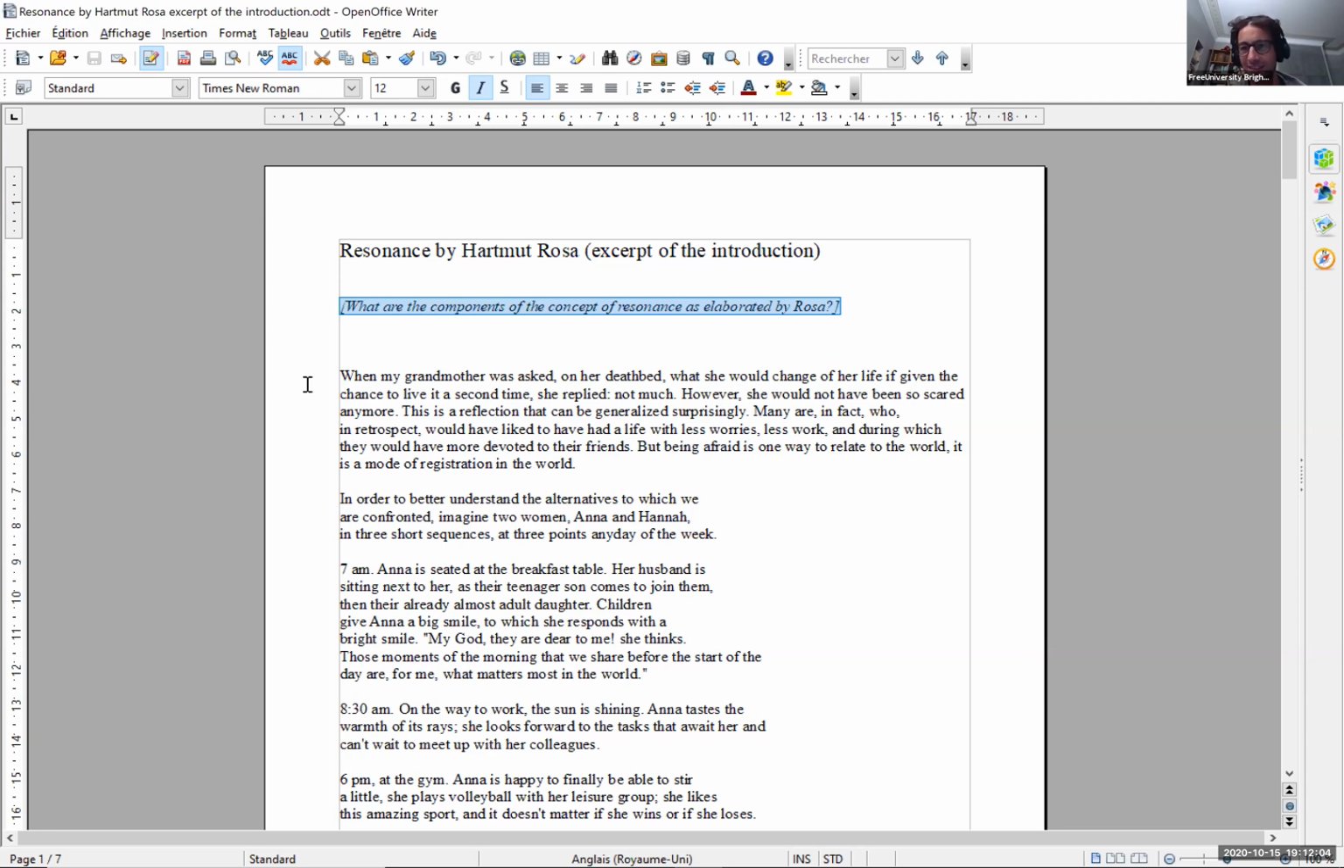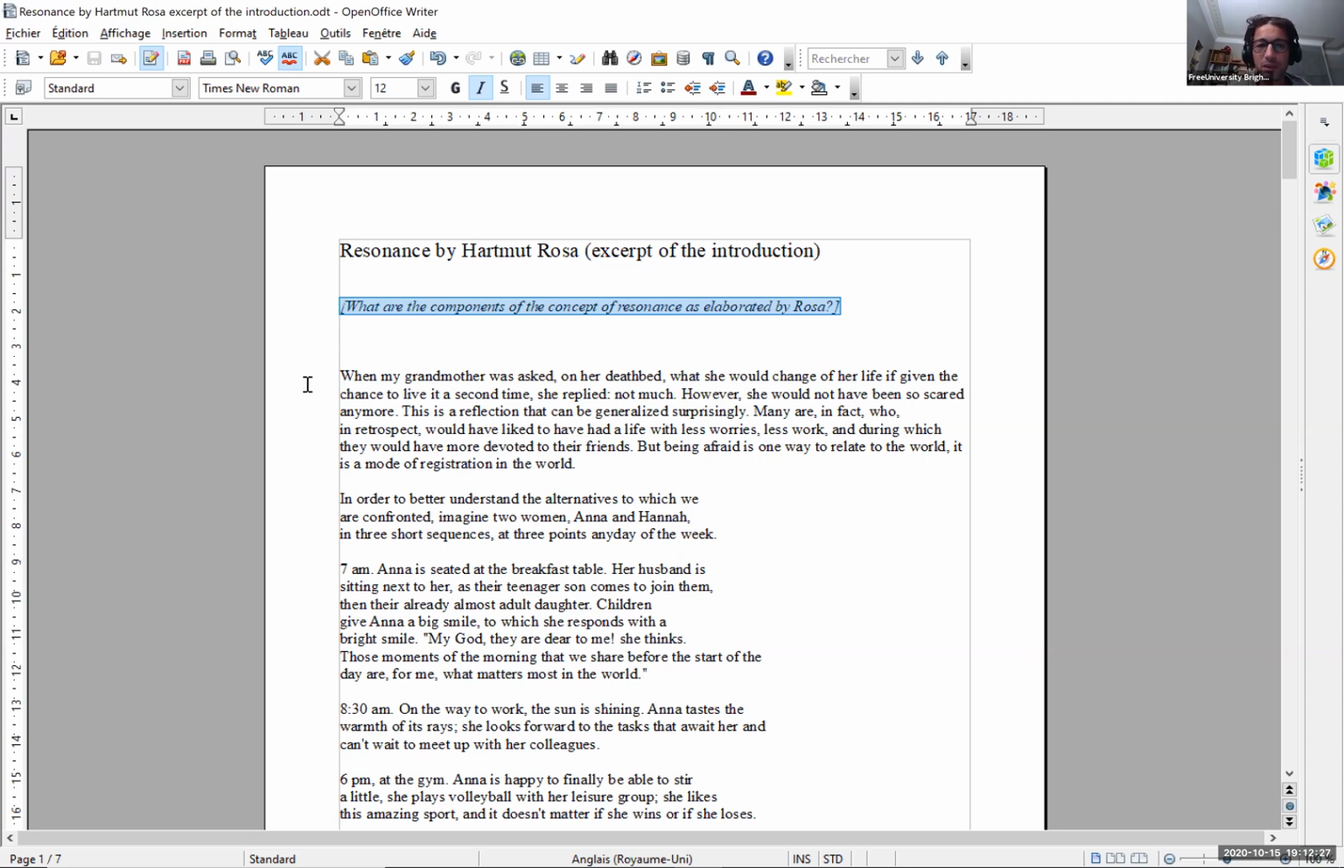I don't know if that's syntactically correct. They would have devoted more to their friends. Have been, maybe, but yeah, being more devoted to their friends. Good point. But being afraid is one way to relate to the world. It is a mode of registration in the world.